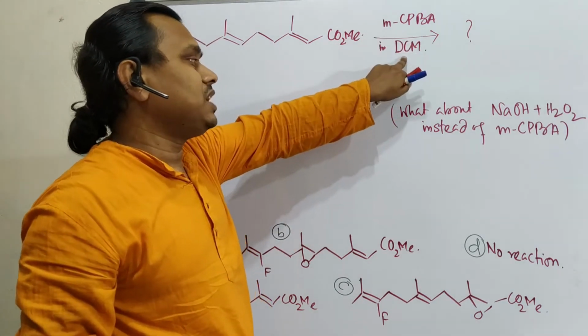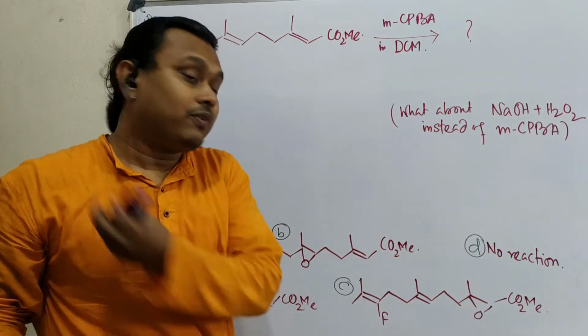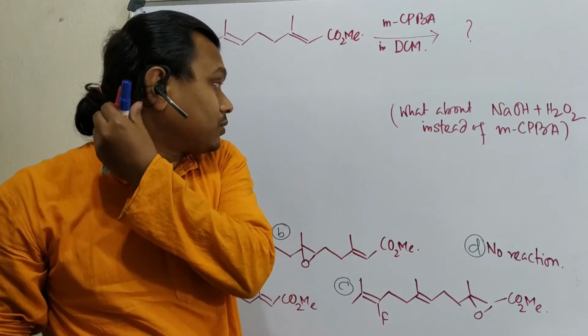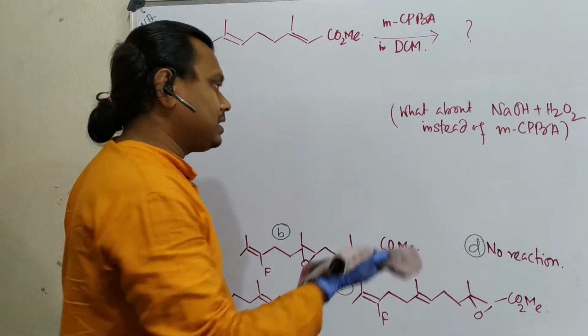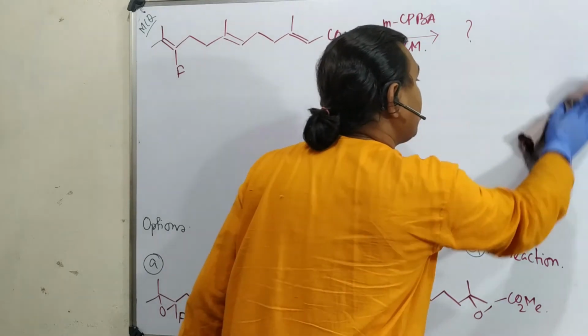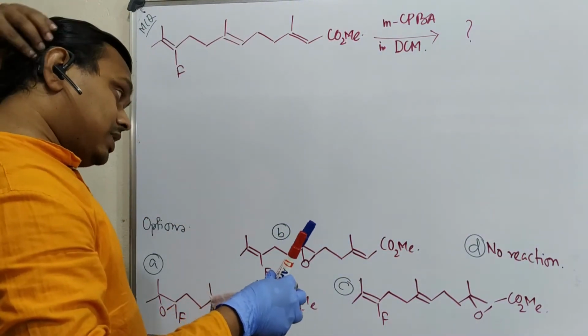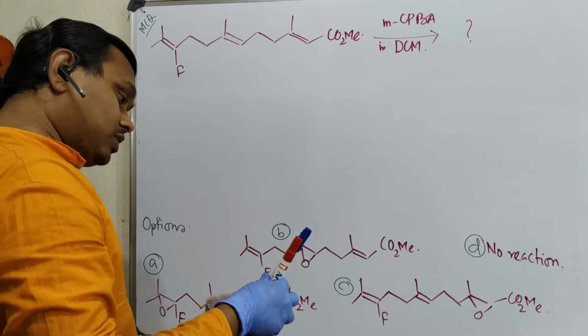Not only the first question, there is an additional question I have given. Instead of m-CPBA in DCM, if you use sodium hydroxide and hydrogen peroxide, what will be the product? Will it be the same, different, or like that? Okay, so two questions we will discuss. From this you can understand a lot of chemistry you are going to learn in this lecture, and I believe such kind of learning is very useful for your knowledge.